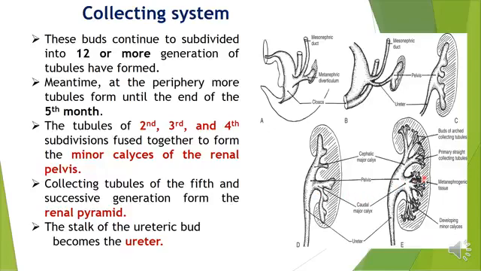These buds continue to subdivide until 12 or more generations of tubules have formed. In the meantime, at the periphery, more tubules form until the end of the 5th month. The tubules of the 2nd, 3rd, and 4th generations subdivide and fuse together to form a minor calyx of the renal pelvis. The collecting tubules of the 5th and successive generations form a renal pyramid, and the stalk of the ureteric bud becomes the ureter. Okay?